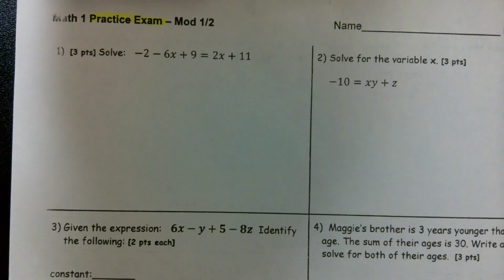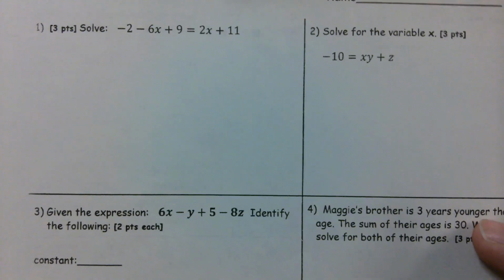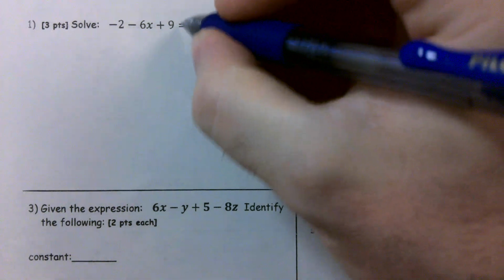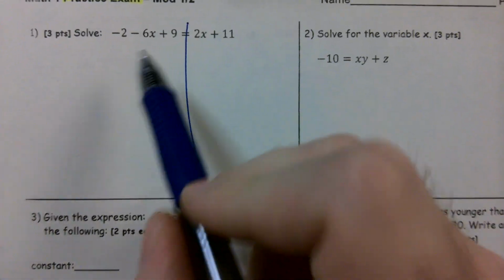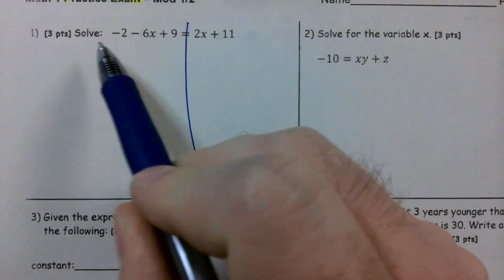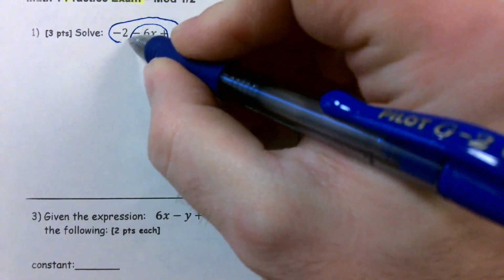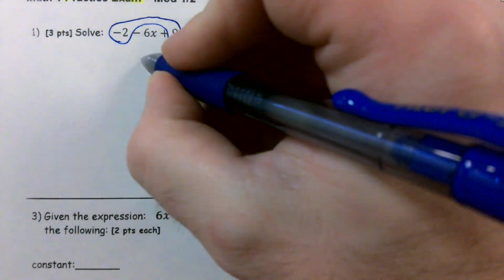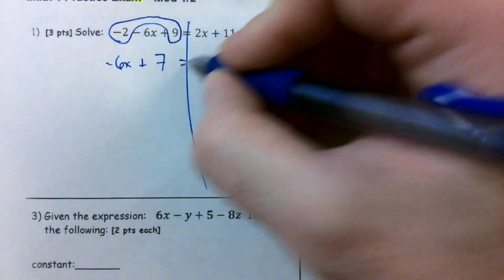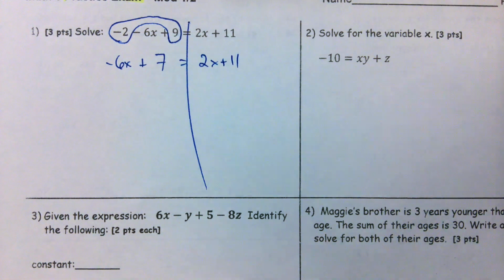We good? Okay. All right, starting out with number 1, solving this equation. Nice and easy. First thing I want to do here, I got way too many terms over here, so I know I want to clean that up. I'm going to combine my like terms. 9 minus 2 gives me 7. Right off the bat, that's what we got to do first to clean it up.